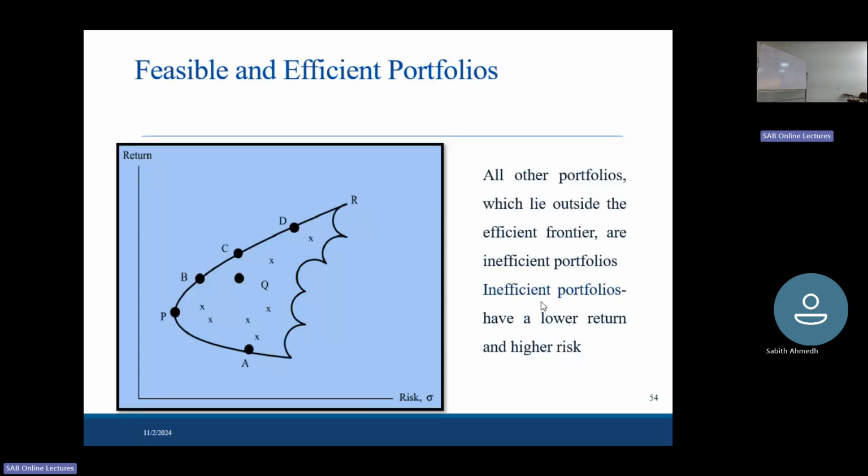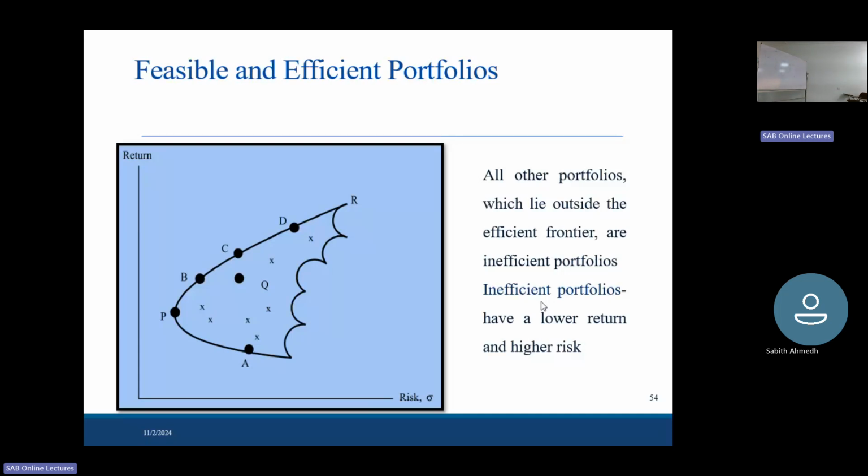That is efficient. Risk, that is the maximum. Make efficient for this level of risk. This is the maximum. So that is why the portfolios on this efficient frontier we identify as the efficient portfolios. I think it is explained. All other portfolios which lie outside the efficient frontier are inefficient portfolios. So inefficient portfolios have a lower return and higher risk.